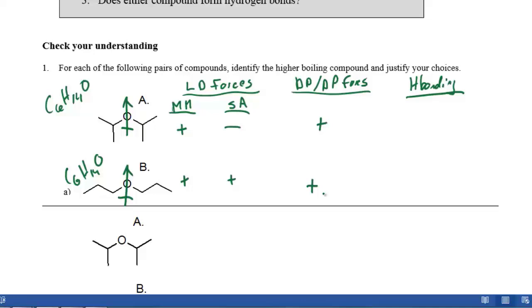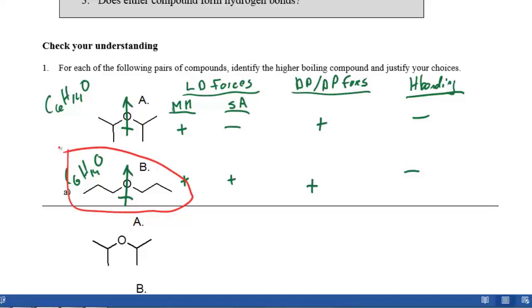Finally, in terms of hydrogen bonding, neither have hydrogen directly attached to a nitrogen, oxygen, or fluorine. So neither have hydrogen bonding. So when you lay out this table here, it becomes pretty clear that molecule B has the additional London dispersion forces because of a greater surface area. So I would expect that molecule B would have a slightly greater boiling point. And so I'm going to, in a sense, highlight this guy, circle him, and say this is the one that would have the higher boiling point.